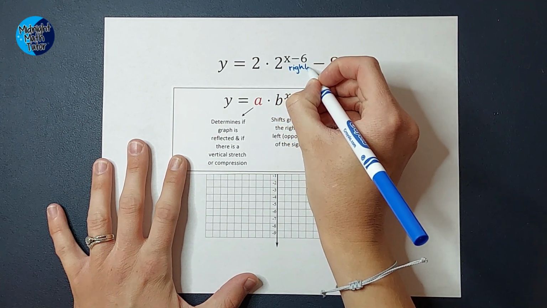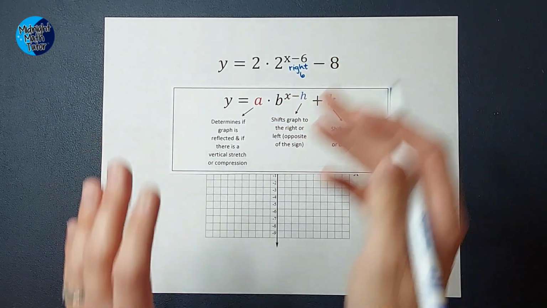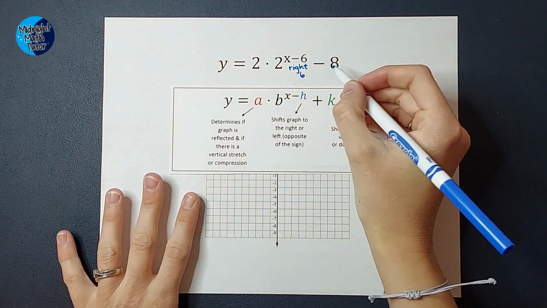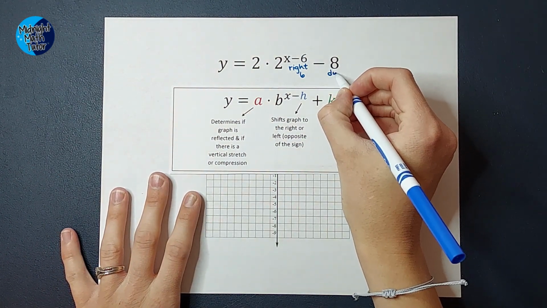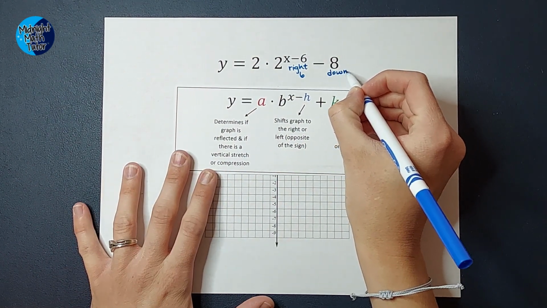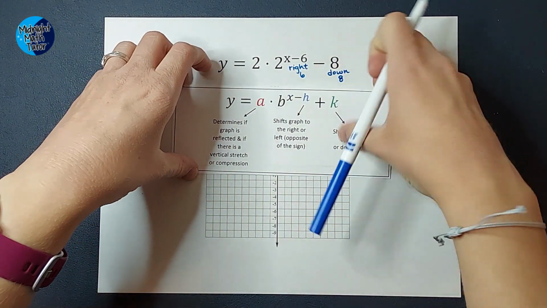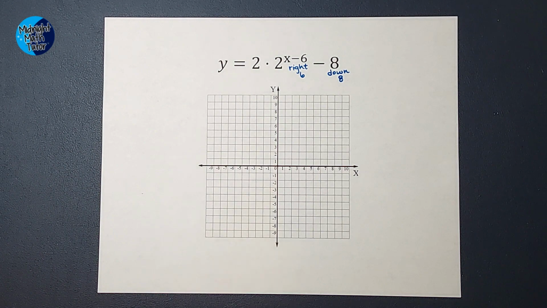If I've lost you, hold on. We're going to do it and it'll probably make sense, okay? All right. The number being added or subtracted on the back tells me how much my graph is going to shift up or down, okay? We stick with the sign on this one, so that means my graph is going to shift down 8, okay? So let's go ahead and find that graph that is going to be shifting, right?